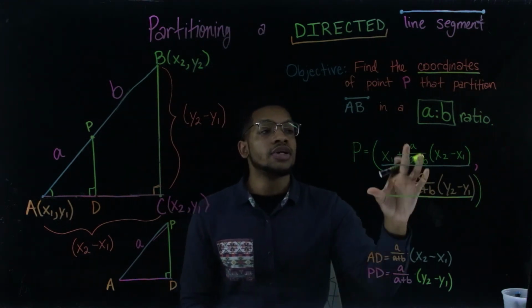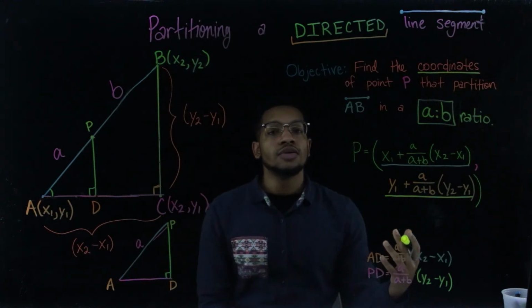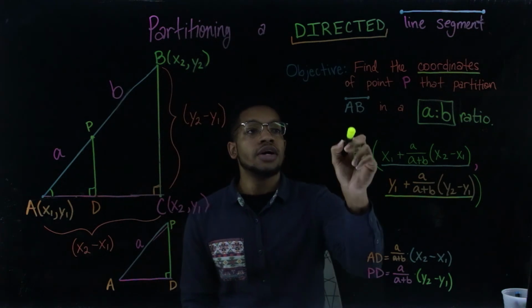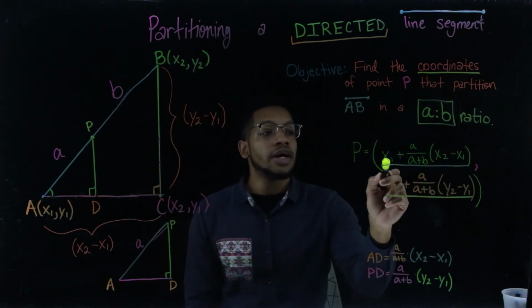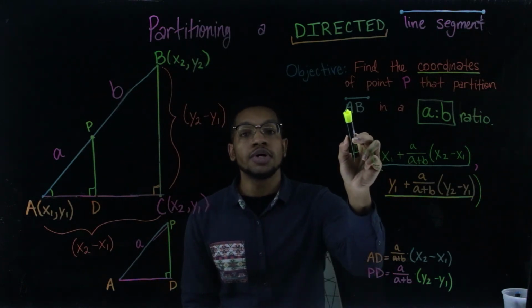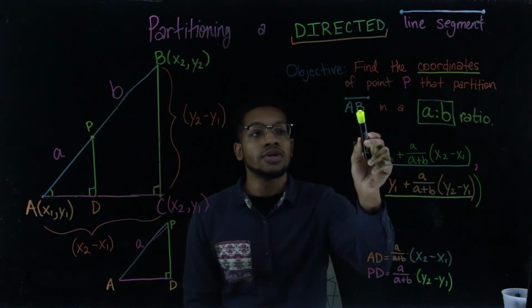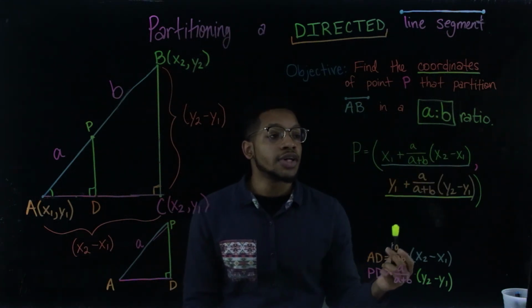So it does look like a lot of variables, and as long as you understand what each variable represents, it's not that bad. So you know your line segment is going to be from points A to B, and so x1, y1 is just the coordinates of point A. And then x2, y2 are the coordinates for point B. And then your ratio is A to B. And so that's pretty much it.